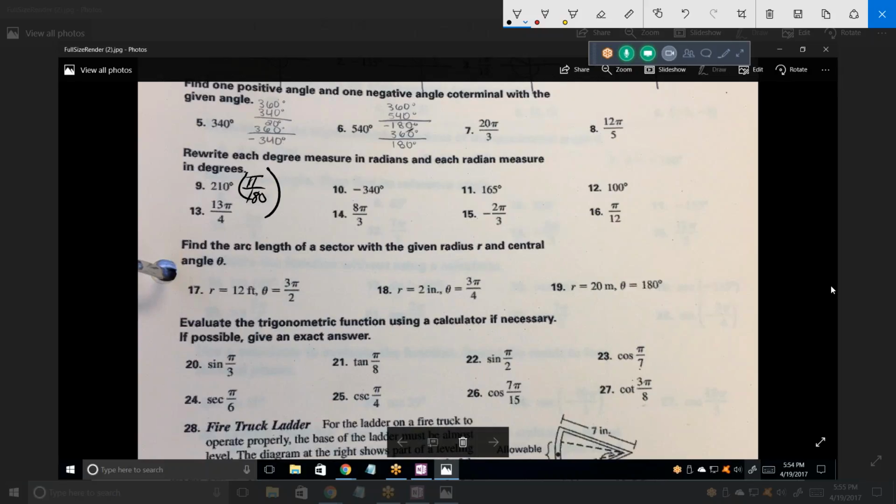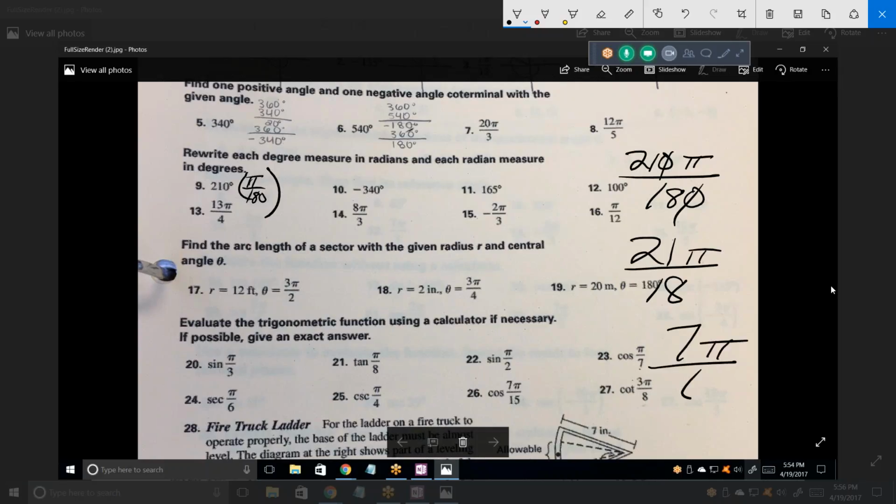Now, what's that equal to? In other words, let's do some arithmetic here. So here's what we've got. We've got 210 times pi in the numerator, and we got 180 in the denominator. Well, first thing I can do is cross off those zeros. So now I got 21 pi over 18. You need to simplify that. They're not going to like that as an answer because it can be simplified. It would be 7 pi over 6. That's the answer they're looking for.